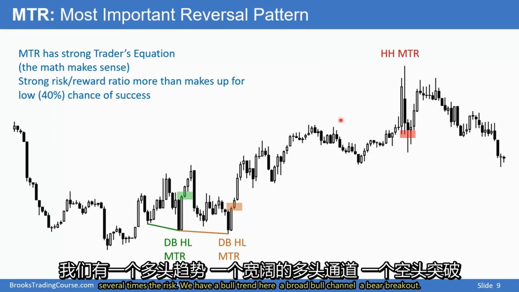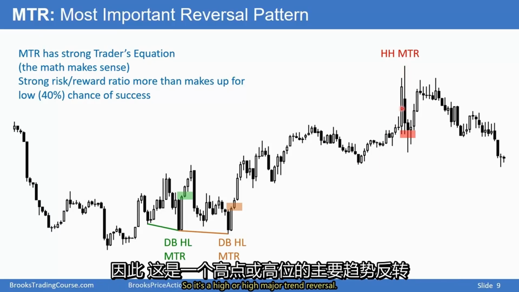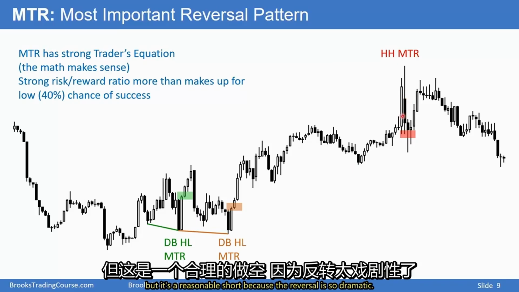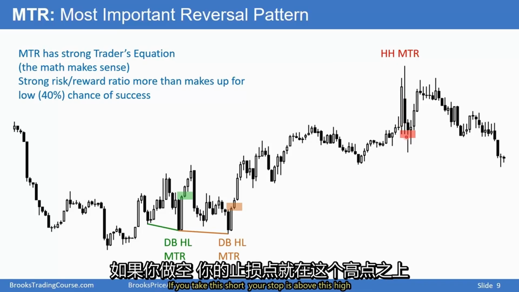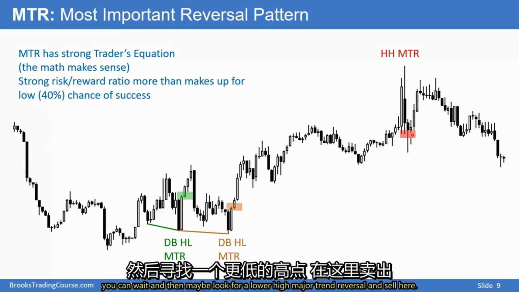We have a bull trend here, a broad bull channel, a bear breakout. I don't have the line drawn, but bull trend, bear breakout, and a big higher high. So it's a higher high major trend reversal. Not a very high probability short because this channel up is so tight, but it's a reasonable short because the reversal is so dramatic. If you take this short, your stop is above this high, so you have to trade small. If you do not take that short, you can wait and then maybe look for a lower high major trend reversal and sell here.